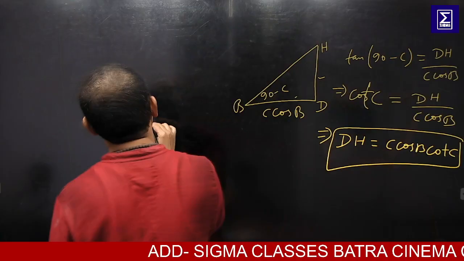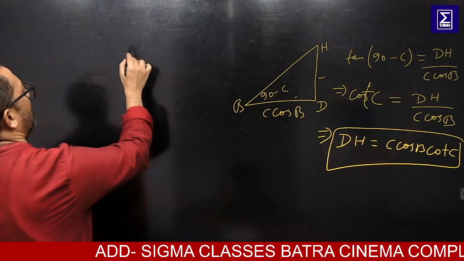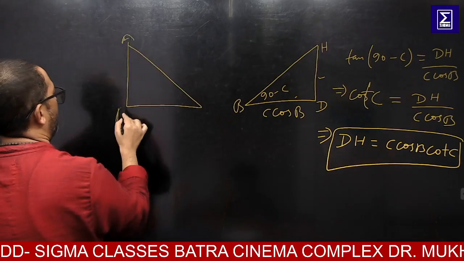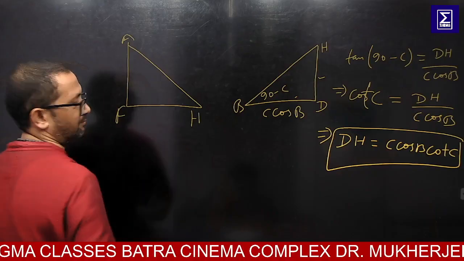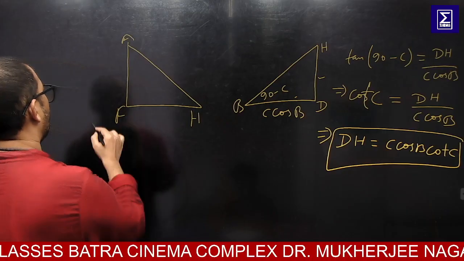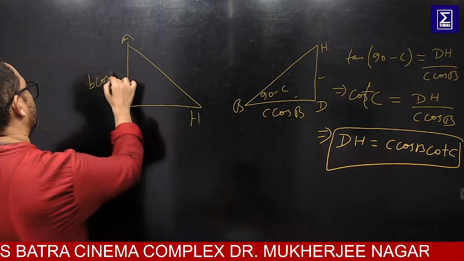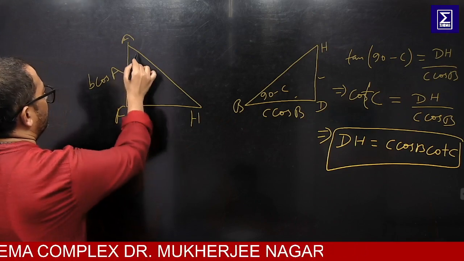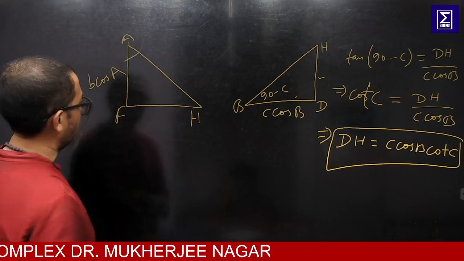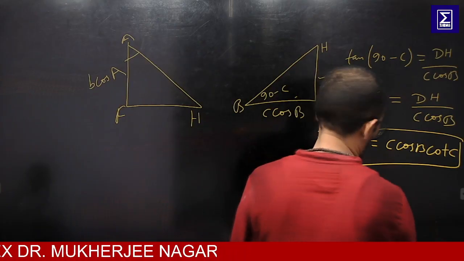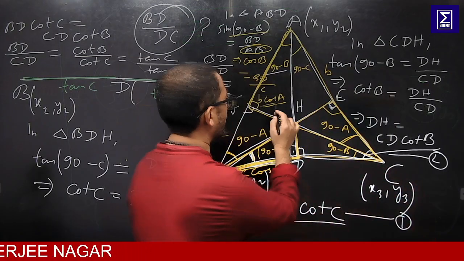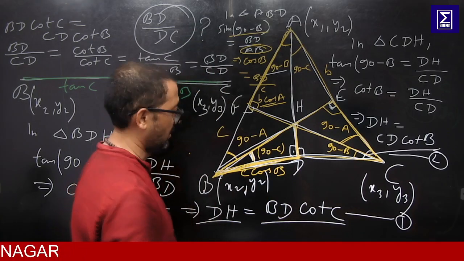Triangle, I will write this way, A, F and H. AF is equal to b cos A. This is the angle that you have to find. See it here. Did you understand how it became b cos A?